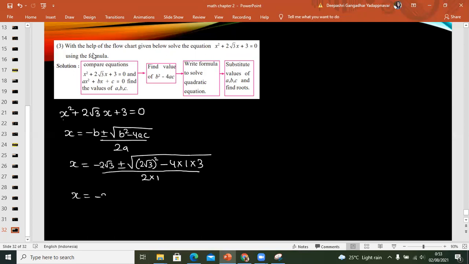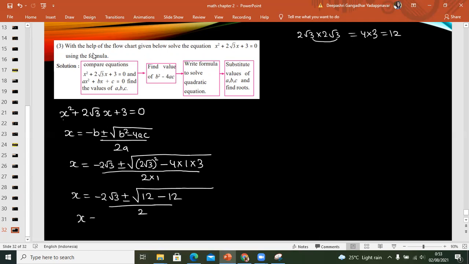x equals minus 2 root 3 plus or minus. Now when you multiply 2 root 3 by 2 root 3, square, this root 3 and this root 3 will become 3 and 2 times 2 will become 4. So 4 times 3 is 12. Always, when you multiply a root twice, the root sign cancels, so only the number remains. That's why it is 3. 4 times 3 is 12. And we can write this 12 here minus 4 times 1 times 3, which is 12, divided by 2.